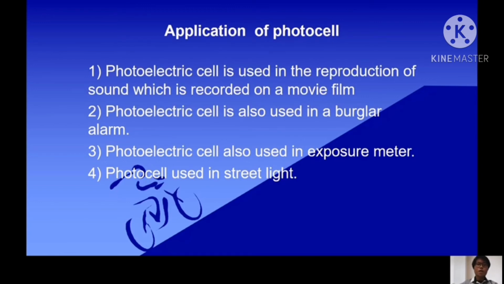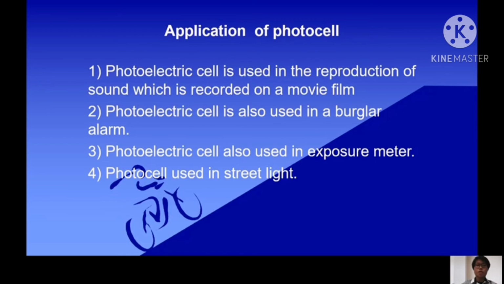The third one is photoelectric cell also used in exposure meter. The exposure meter is also used along with a camera to know the correct time of exposure of film for having a good photograph. To have a good photograph, if the intensity of light is more, exposure of film should be less. If the intensity of light is less, the exposure of film should be more.